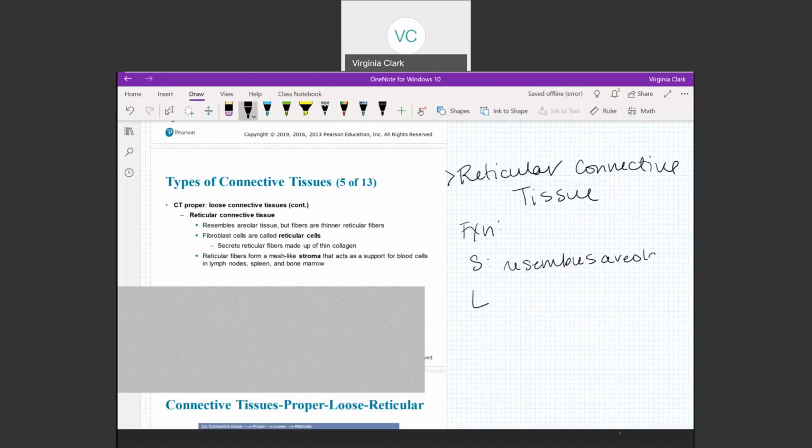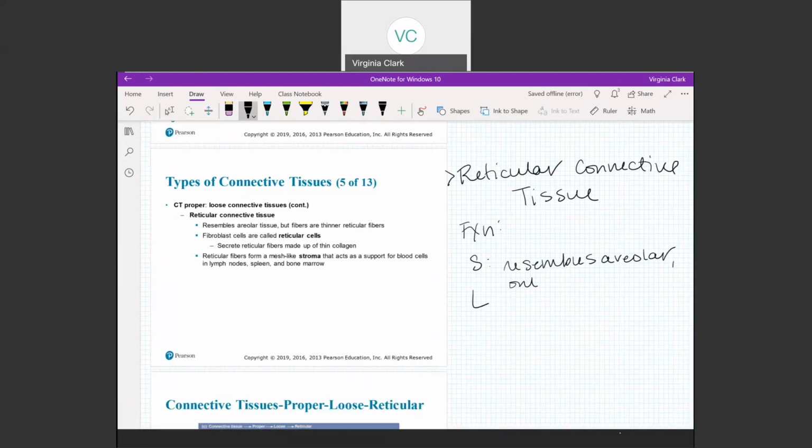But it's going to have a slightly different take where it's going to resemble areolar, but the only matrix fibers will be reticular. So where the other one had all of the matrix fibers of collagen, reticular, and areolar, this is only going to have the reticular fibers. So that's going to be slightly different.